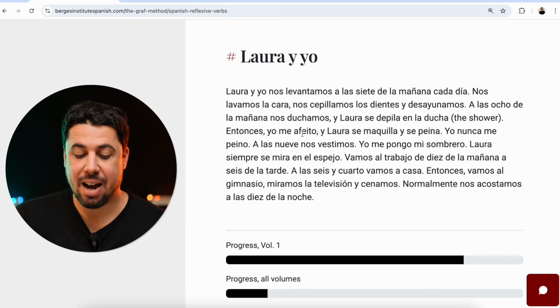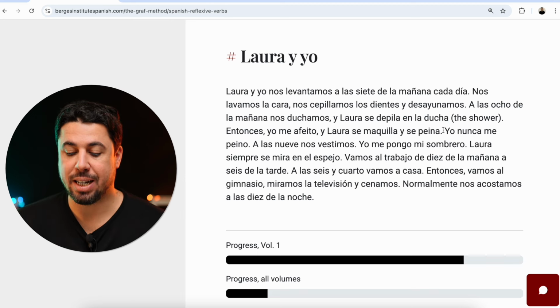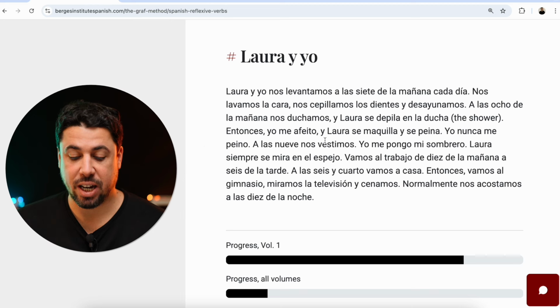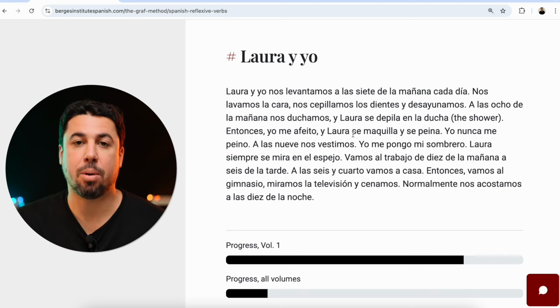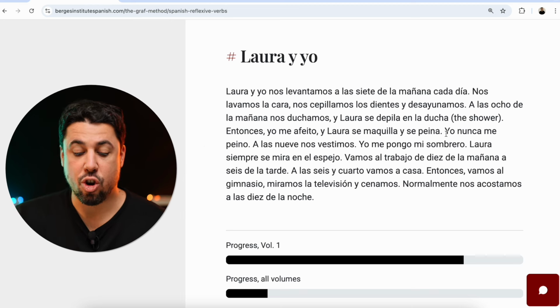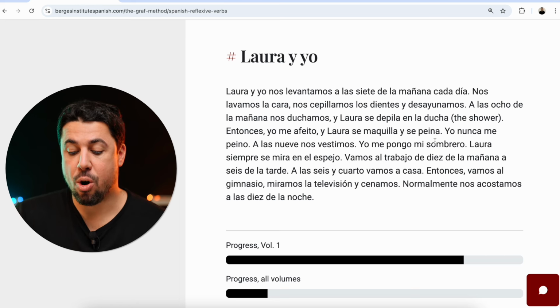Entonces yo me afeito y Laura se maquilla y se peina. Then I shave and Laura puts on makeup and combs her hair. Yo nunca me peino. I never comb my hair. A las 9 nos vestimos. At 9 we get dressed. Yo me pongo mi sombrero.